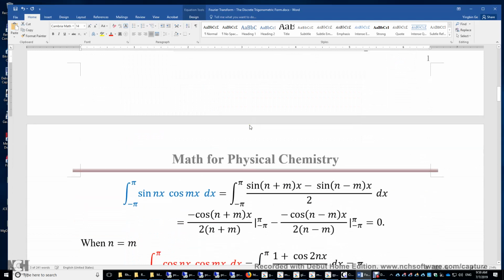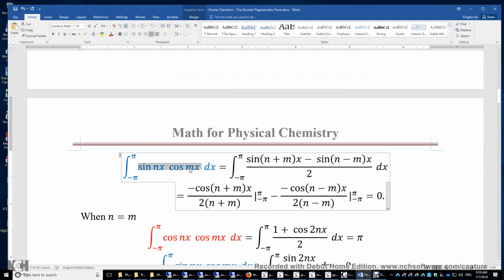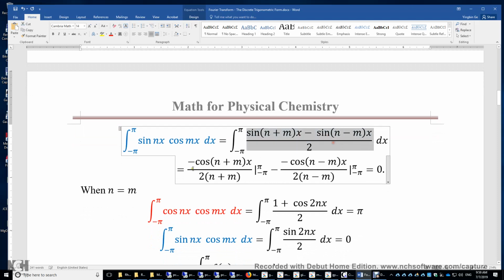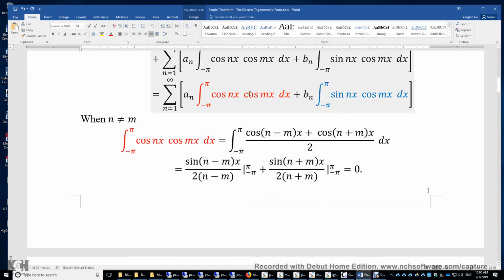Again, if n is different from m, the product of a sine function and a cosine function can be expressed as the difference between two other sine functions, and then we integrate these two sine functions here and here. Now we plug in pi and negative pi. Because cosine functions are even functions, it doesn't matter if you plug in x equals pi here or x equals negative pi here. You get the same value for the cosine function, therefore they cancel. Over here you get 0, and this part is also 0. So we just proved that if n is different from m, these two integrals are zeros.